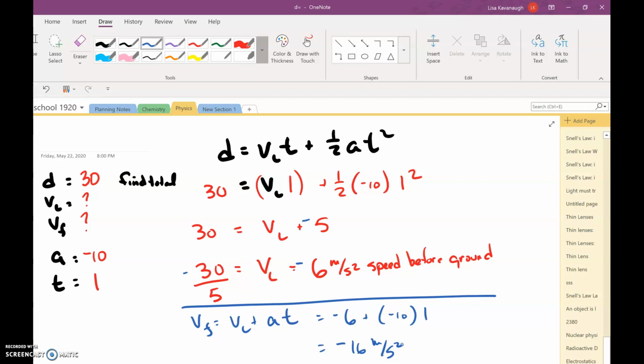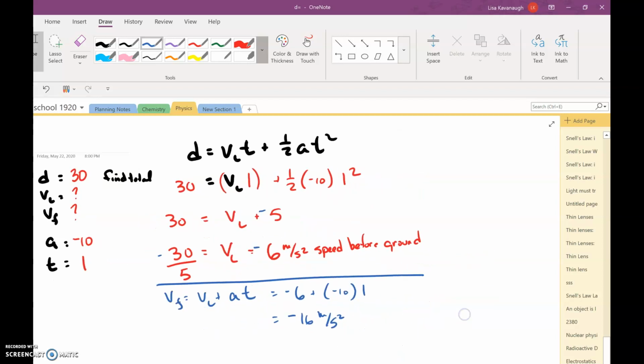All right, now I have my new final speed just before I hit the ground. So what am I going to do to find out the total distance? My new DVAT problem for my total distance is to find that my V initial was 0, my final speed was -16, my acceleration is -10, and my time is don't know.